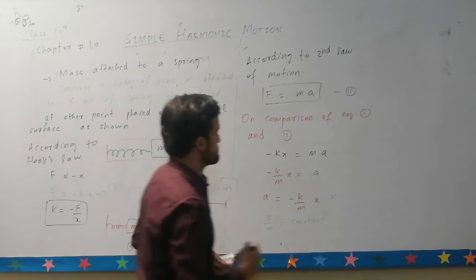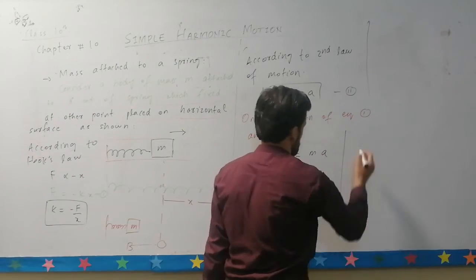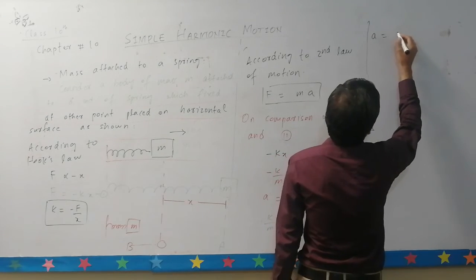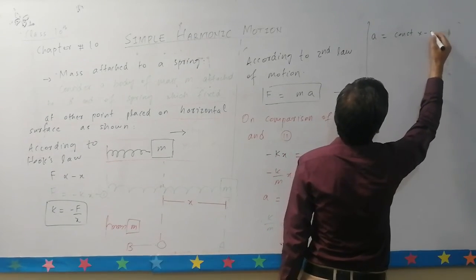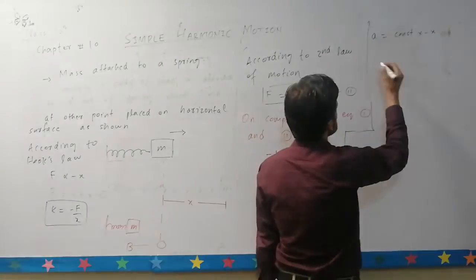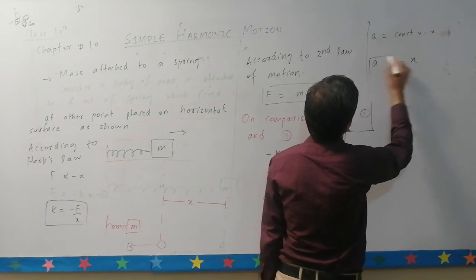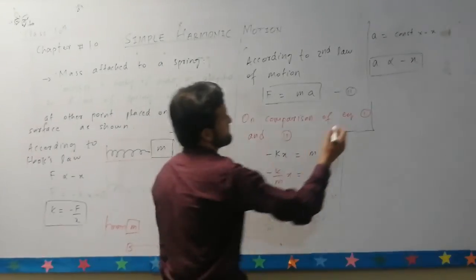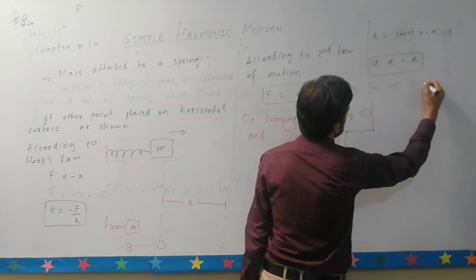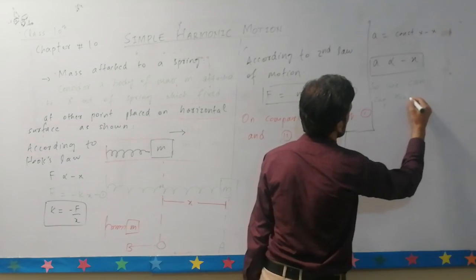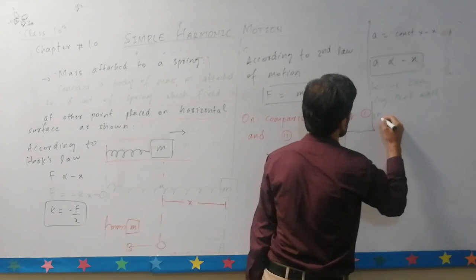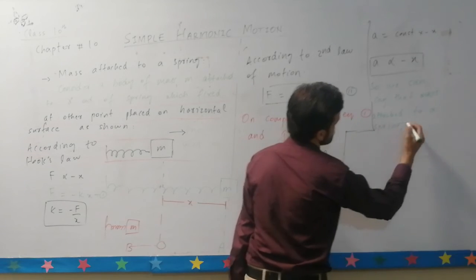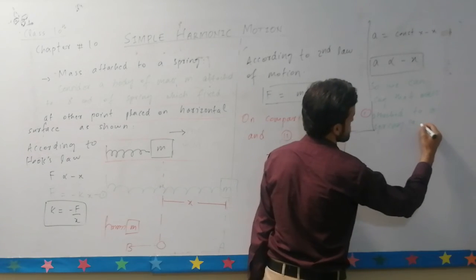Our equation will change. a is equal to a constant multiplied by minus x. When we remove the constant, a is directly proportional to minus x. This is the condition for simple harmonic motion. So we can say that the mass attached to a spring is executing simple harmonic motion.